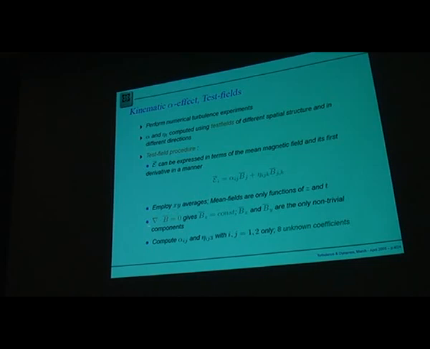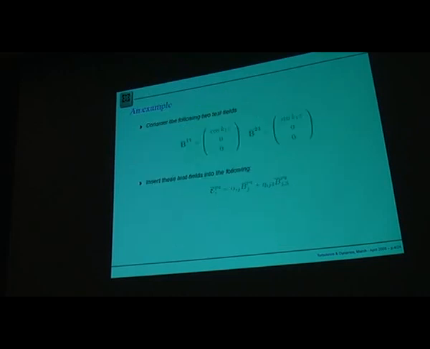If you further employ the solenoidality condition for the mean field, you realize that B_x and B_y are the only two non-trivial components. Therefore, you are left to compute the various components of alpha_ij and eta_ij, where i and j can run from 1 to 2, and in total you get 8 unknown coefficients. In order to determine these 8 unknown coefficients, you will require 4 different components of a test field. This might look pretty vague, so I'll start by giving just a simple example.